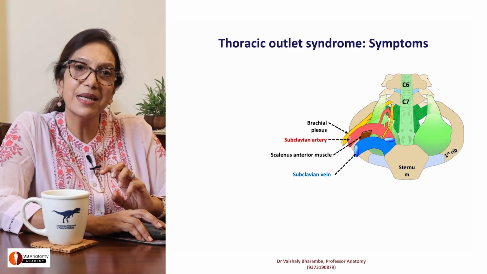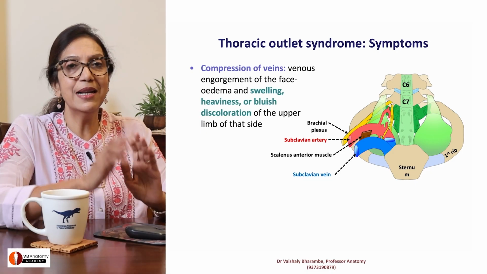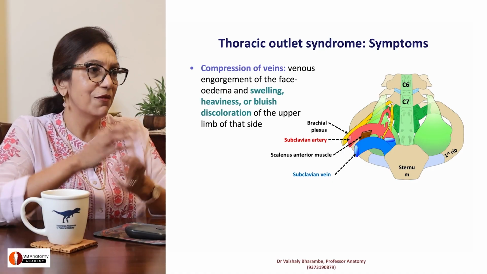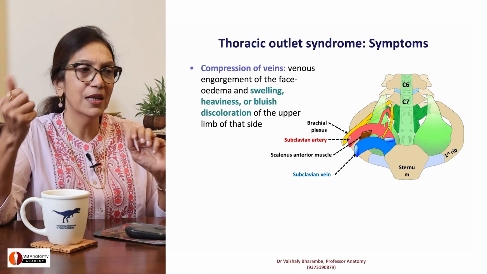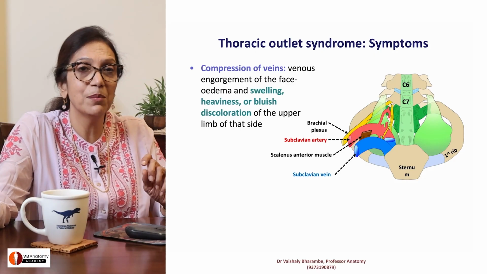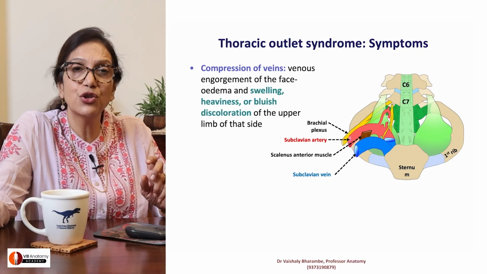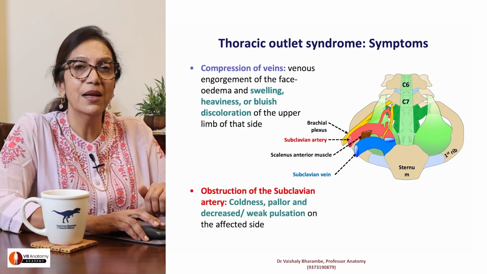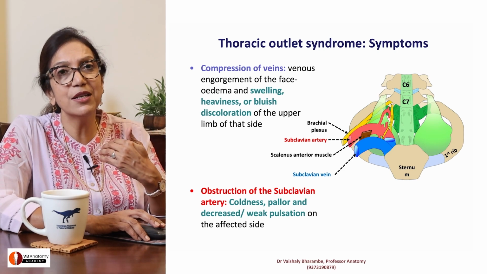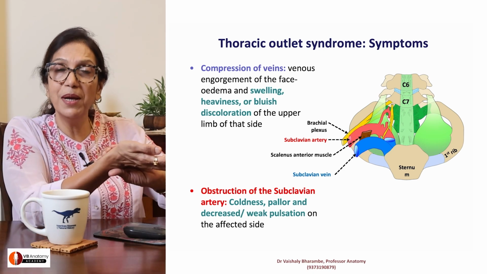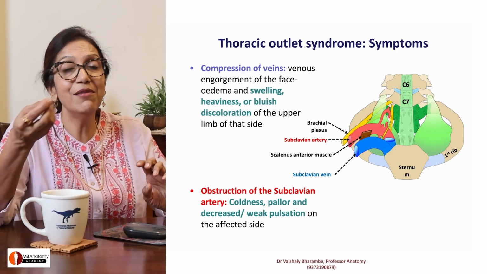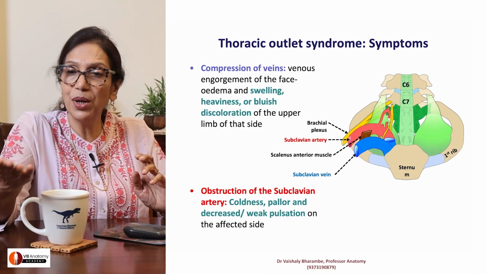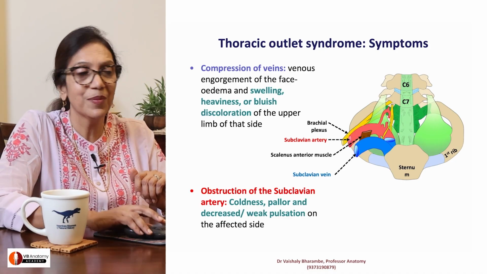What symptoms will you get? So first, let's compress the subclavian vein. Because the vein is compressed, okay, the face of the patient can be edematous, the upper limb on that side can be swollen, with bluish discoloration of the upper limb because venous blood is not draining that easily, right? Similarly, would you be able to feel the subclavian pulsations? No. Beyond that, would you be able to feel the radial pulsations? They are weak because the artery is getting compressed. Okay? The limb is looking cold, limb is looking pale.